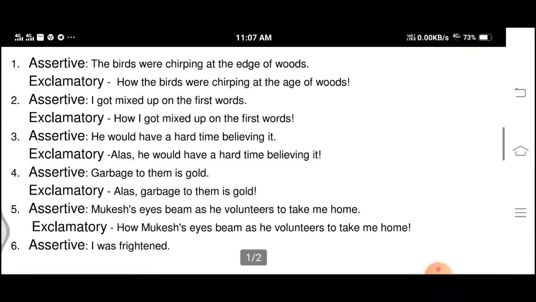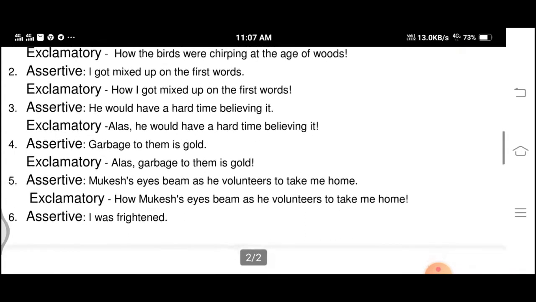The birds were chirping at the edge of woods. How the birds were chirping at the edge of woods. Same structure follows over here. I got mixed up on the first words. How I got mixed up on the first words.